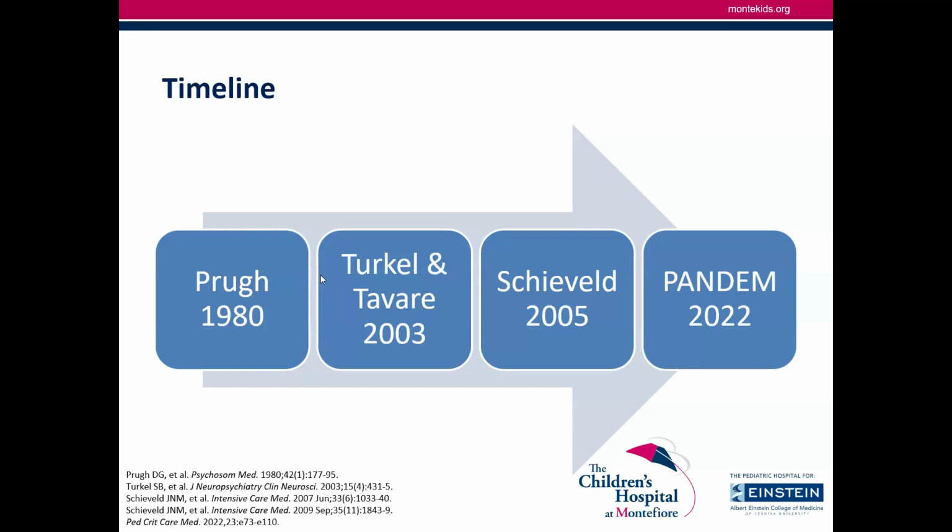And then 23 years later, a little over 2 decades, there was the first diagnostic study published by Turkle and Travare in 2003. In this, they described the presentation, symptoms, and overall outcomes noted in pediatric delirium. They found that they were very similar to the criteria listed in the Diagnostic and Statistical Manual of Mental Disorders. And then in 2005, we had the first other clinical trials published by Sheffield and colleagues. They continued up until 2009. And then finally in 2022, we had our clinical guidelines published by SCCM, the PENDEM guidelines.